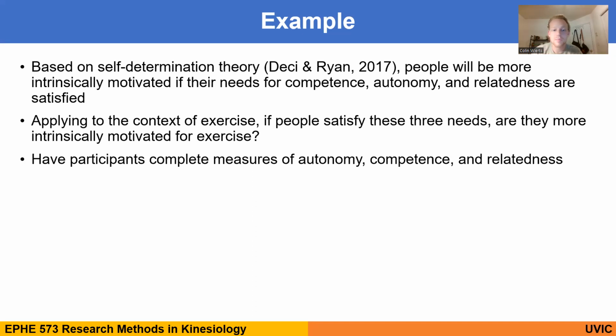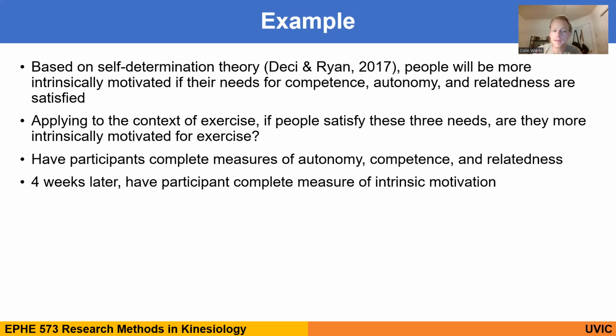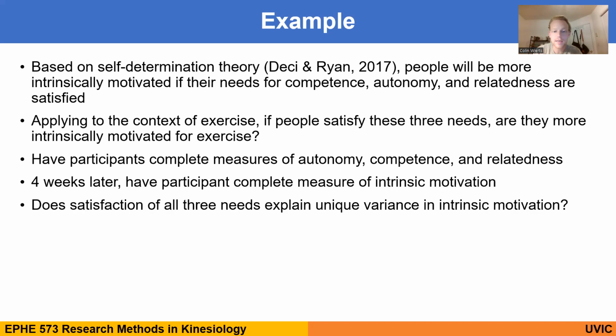And we might have participants complete measures of autonomy, competence, and relatedness at a single time point. And then we might have participants complete a measure of intrinsic motivation 4 weeks later. And so we might want to see, if people are higher on their need satisfaction in the context of exercise, does that predict how intrinsically motivated they are 4 weeks later?